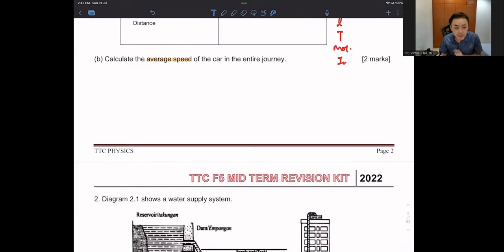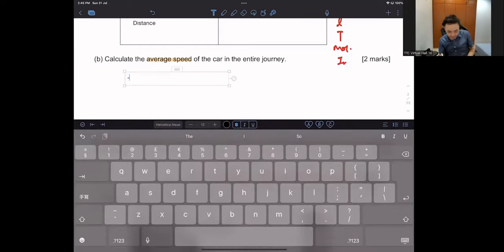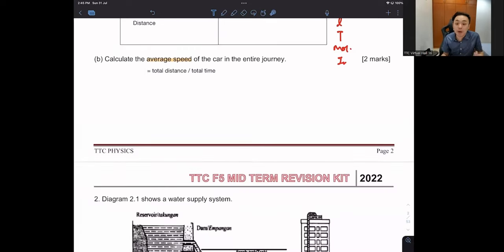Use the formula. Exactly. Average speed, right? Then simple, right? The formula is going to be total distance, and then what you do? Divide by total time. Okay, that is average speed. Now, if you want to find average velocity, simple, right? Speed, you match with distance. So if I want velocity, what you do? Then you change it to displacement. Yep, something like that. This one you calculate yourself, okay? Total distance over total time.